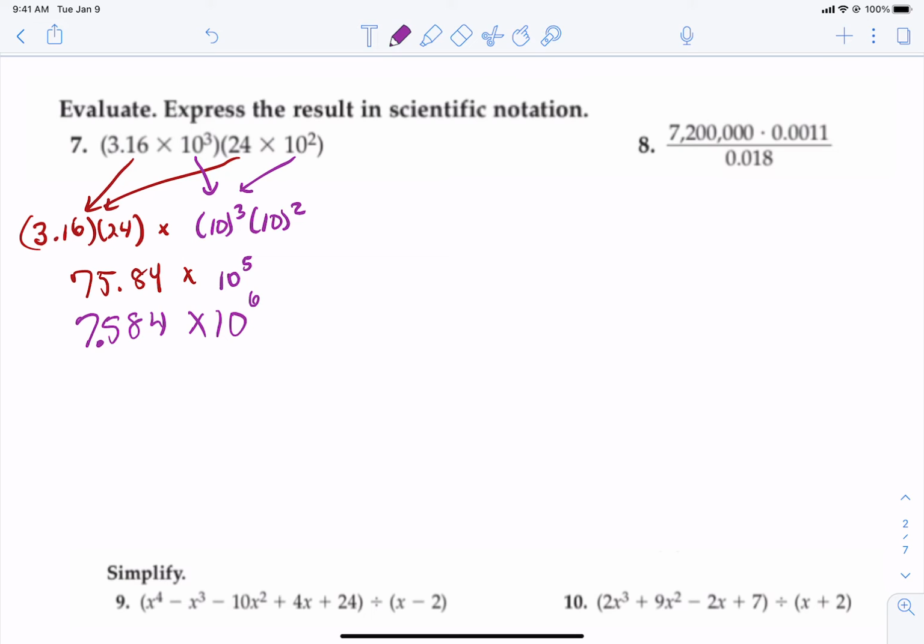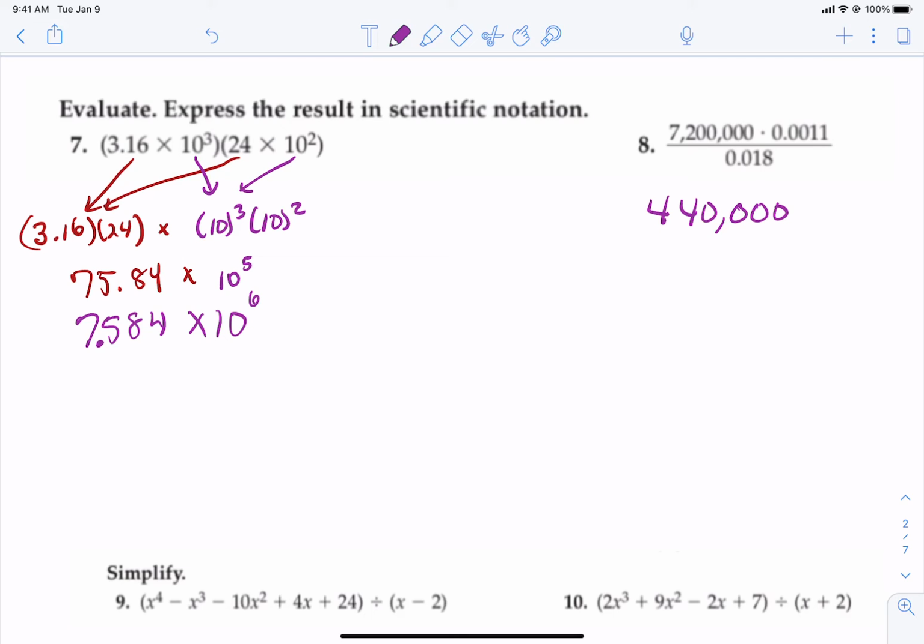Let's do number 8. Now, they all started out as standard decimal numbers. Let's just do the multiplication and division in a calculator, and let's see what our calculator tells us. So if we do 7,200,000 times 0.0011 divided by 0.018, the calculator reads 4,400,000. Does it read 400? Just a second. Oh, no, it's only 440,000. Me and my decimals, goodness gracious.